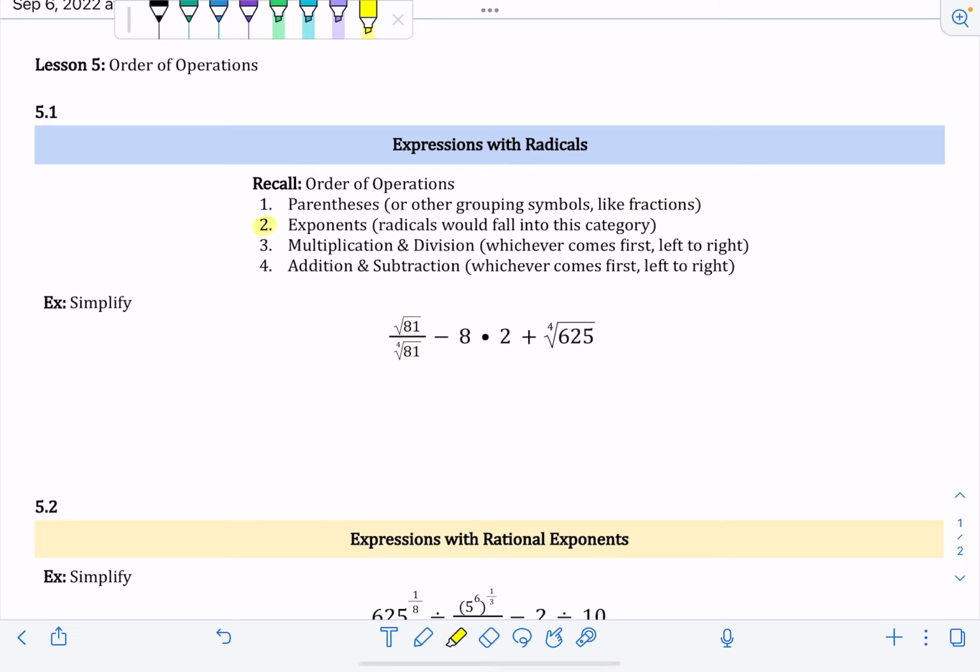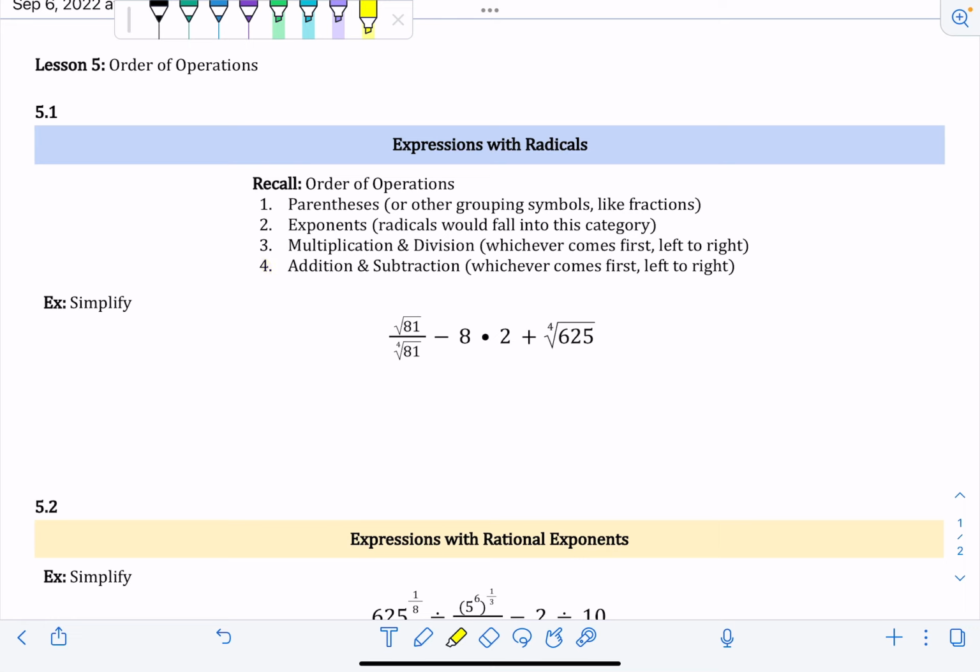Step 2 is exponents, and radicals can be written as exponents, so radicals go in that category as well. Step 3 is multiplication and division, whichever comes first, left to right. And last is addition and subtraction, same thing, whichever comes first from left to right.